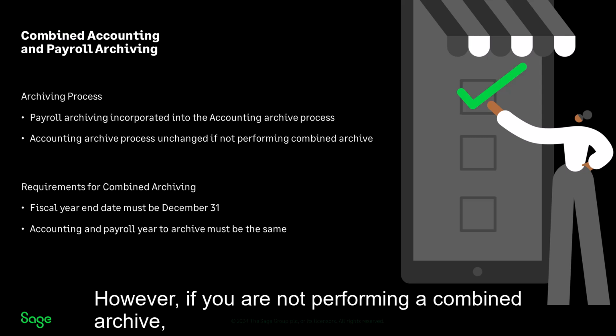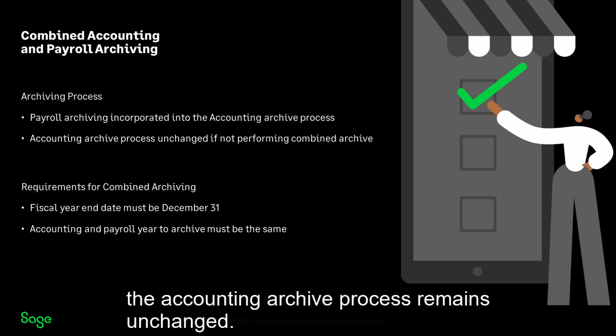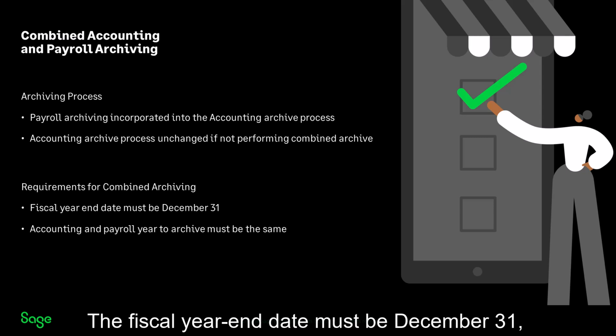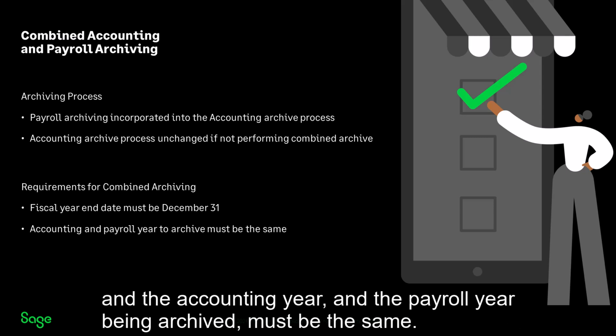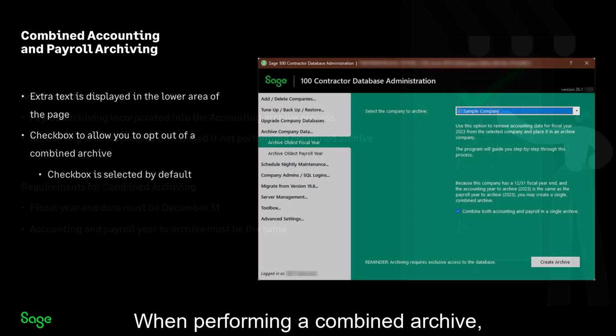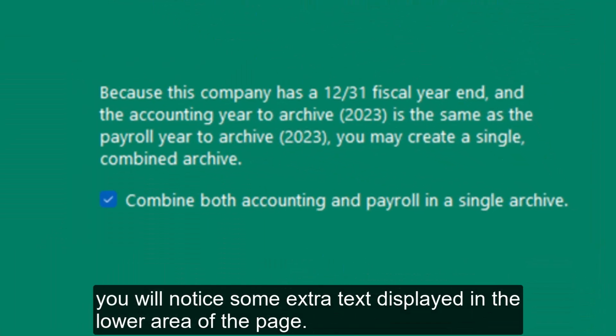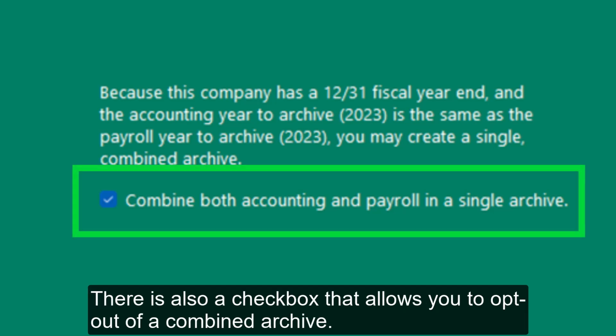However, if you are not performing a combined archive, the accounting archive process remains unchanged. There are a few requirements for combined archiving. The fiscal year-end date must be December 31st, and the accounting year and the payroll year being archived must be the same. When performing a combined archive, you will notice some extra text displayed in the lower area of the page. There is also a checkbox that allows you to opt out of a combined archive.